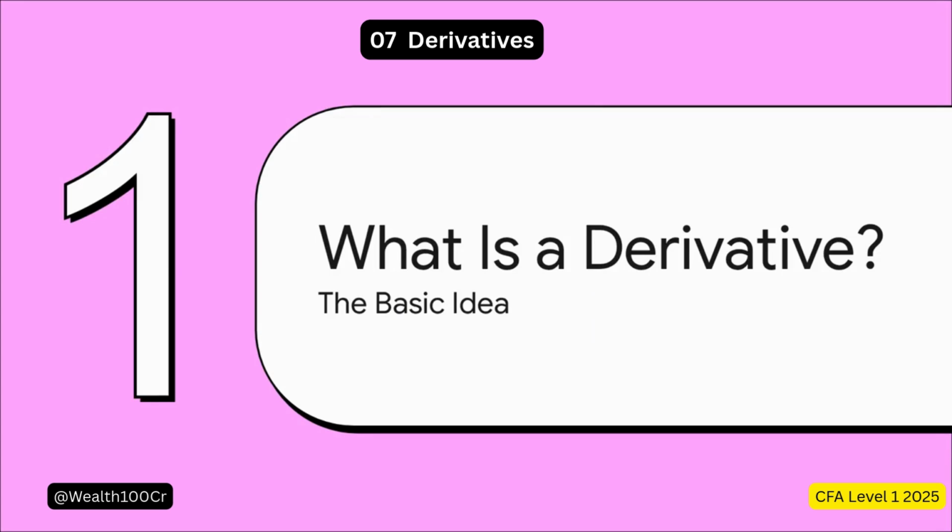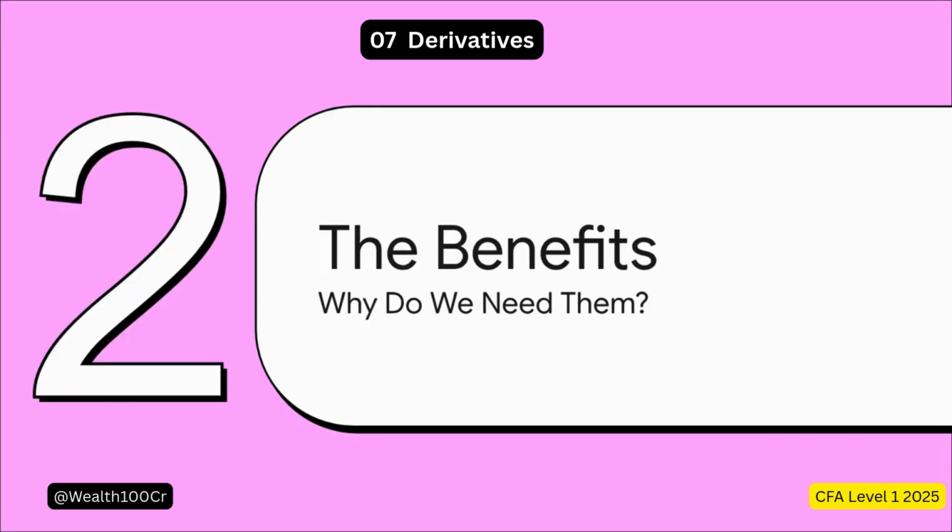So, Section 1. What is a derivative? At its heart, it is just a promise. It is a simple contract about a price in the future. That's all.